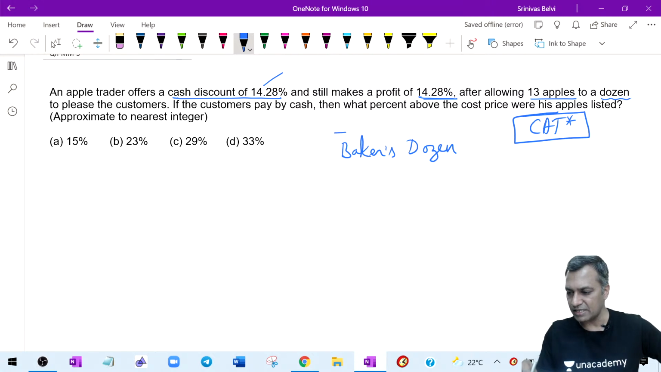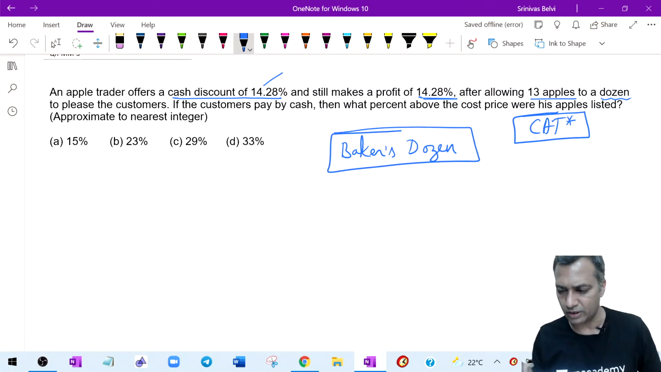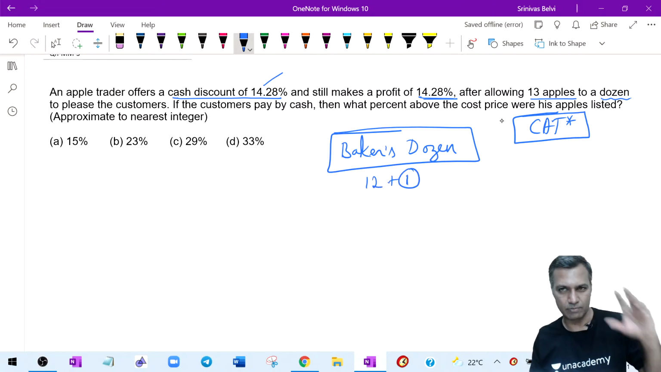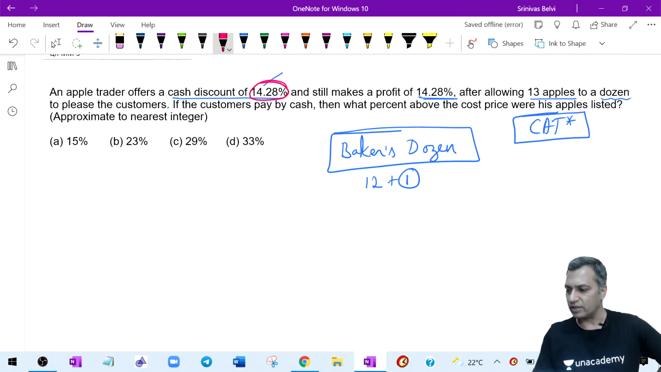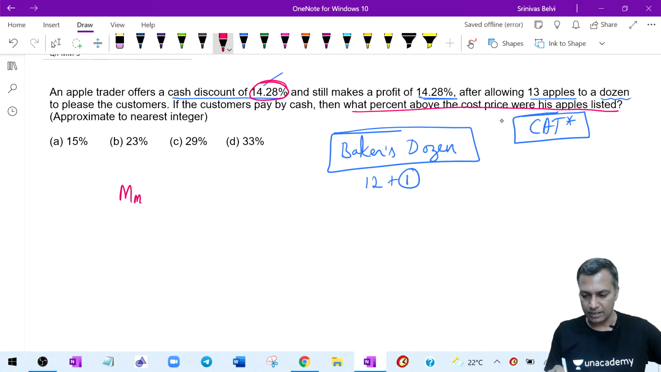Technically in the West, the bakers used to sell those breads called buns, or bread, whatever we call it. So baker's dozen means what? You buy 12 items, they will always give one free. Baker's dozen implies technically 13. So that's what it is. An apple trader offers a cash discount of this. Already gives a discount. So finally, let's see the question: by what percent above the cost price were his apples listed? Fine. Of course, there is a multiplier related with markup. Then there is a multiplier related with cash discount.